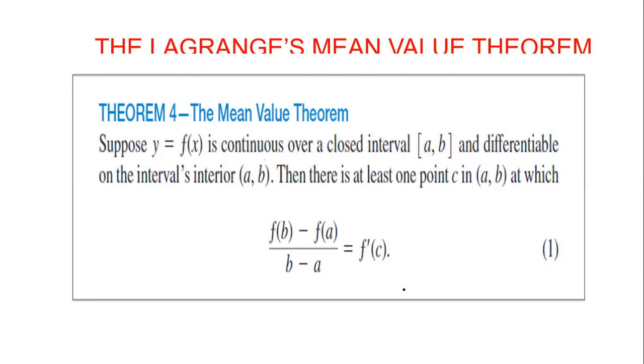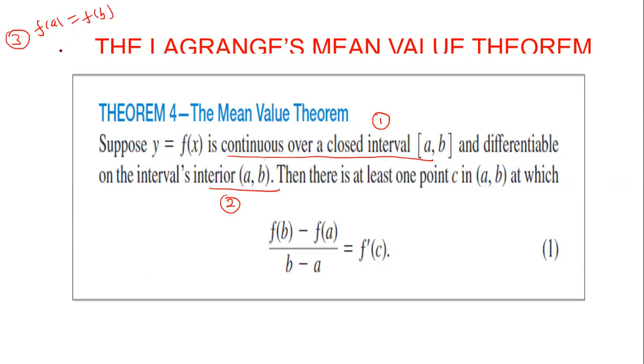The second condition is differentiable on the open interval (a, b). This is condition 1, and this is condition 2. But in the Rolle's theorem, there are a total of 3 conditions. Conditions 1 and 2 are continuity on the closed interval [a, b] and differentiability on the open interval (a, b). And in the Rolle's theorem, there is a third condition: f(a) equals f(b).